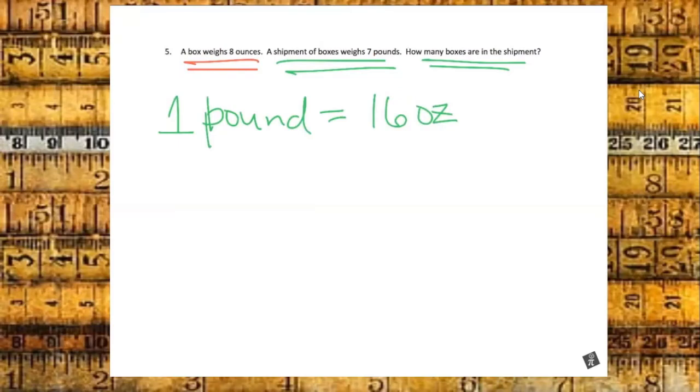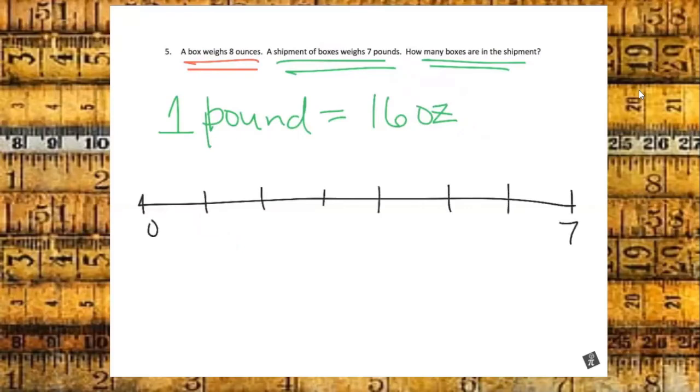So if we have a shipment that weighs 7 pounds, so from 0 to 7, that's going to be 1, 2, 3, 4, 5, 6, 7 pounds. Now, it takes 2 boxes to equal a pound, all right? Because it says a box weighs 8 ounces, and a pound is 16 ounces. So there's 8 ounces, there's 8 ounces too.